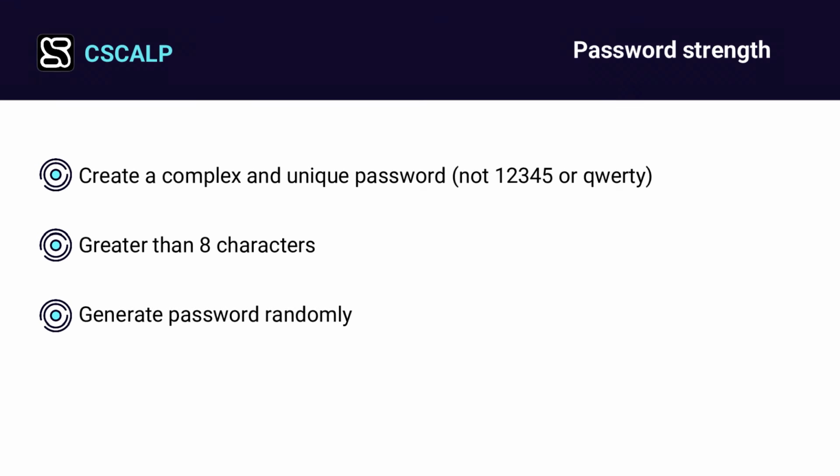The first one is the password strength. The first rule is to use long passwords that contain numbers and letters at the same time. Capital letters will be also okay. The main thing is that the password is not supposed to be like 12345 or QWERTY. The length of the characters must be greater than 8 and it will be better if the password is generated randomly. For example, through a password manager. I will talk about this a little bit later.